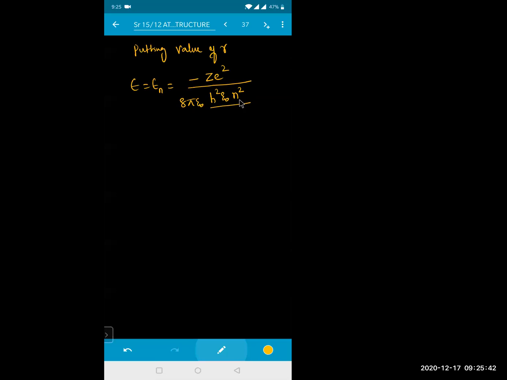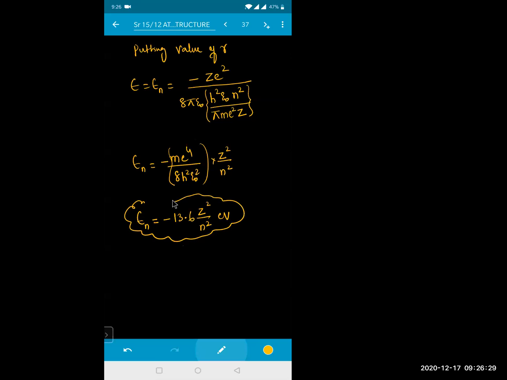The r value, I am writing in terms of this relation: pi into m into e square into your z, that is the radius of your nth orbit. So energy of your nth orbit is equal to minus of m into e to the power of 4. All the constants I am taking outside: 8 into h square into epsilon naught square, this whole thing is a constant, into your z square by your n square. Since this whole thing is a constant, simplifying its value, energy of the nth orbit is equal to 13.6 into z square divided by n square. Unit will be electron volt. This is the energy of your nth orbit.